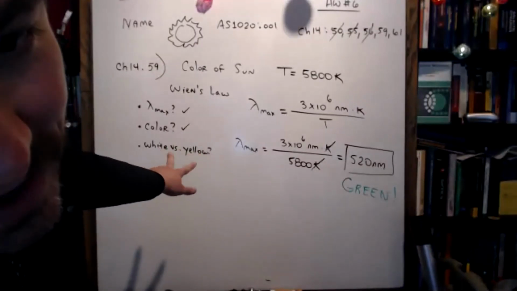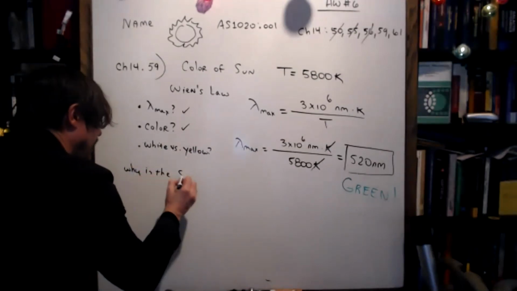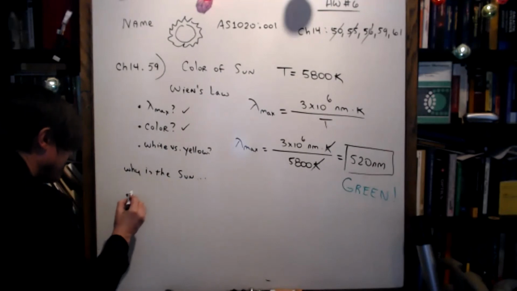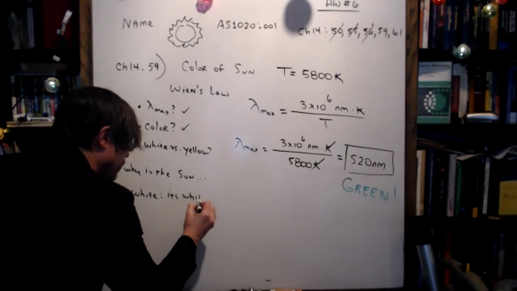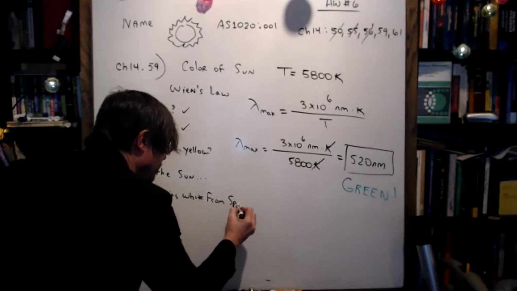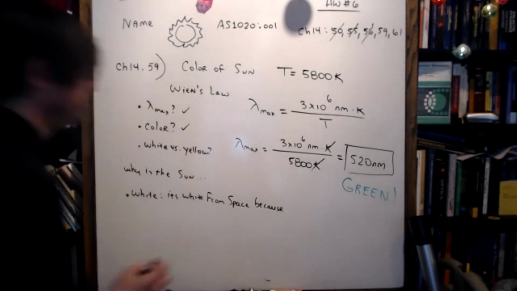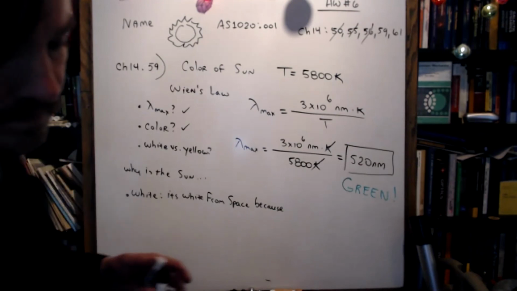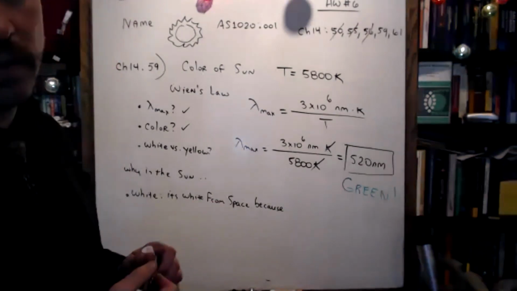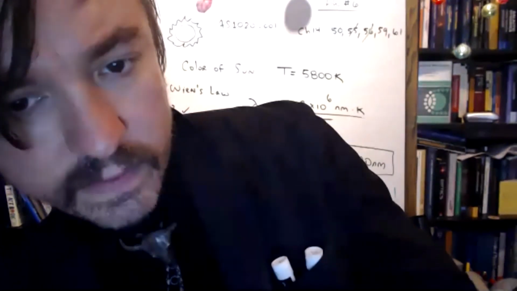So the answer to the third question has two answers. If we ask, why is the sun white? It's white from space because why? Why is the sun white from space and not green? While you're thinking about that, because it's a black body.